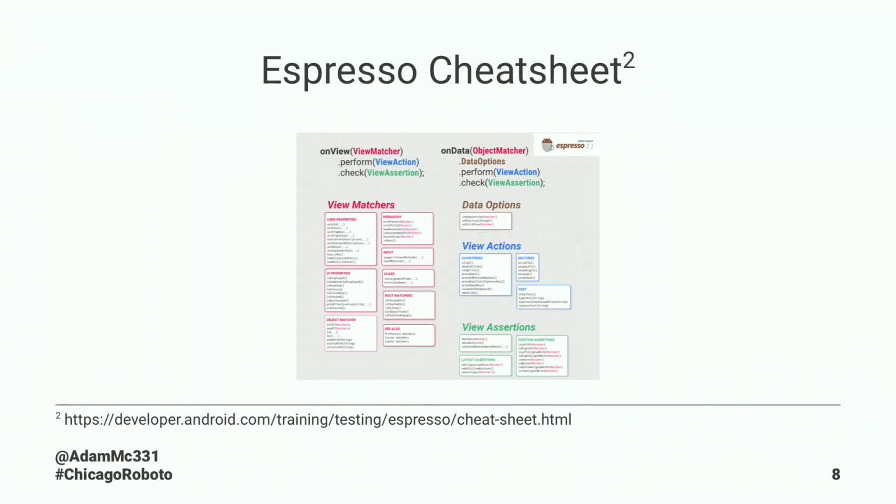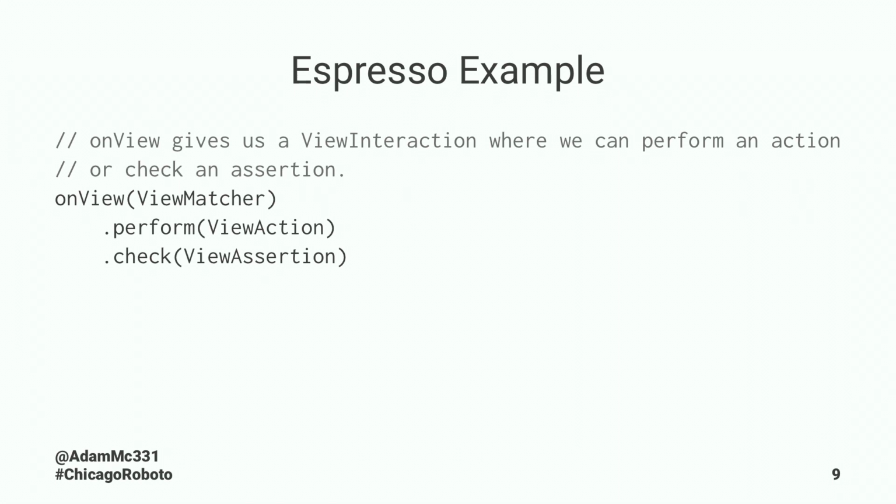So now that we have that information, let's look at a high-level example of what our Espresso code is going to look like. So the first thing we'll do is call onView with some ViewMatcher. And what that does is it uses the ViewMatcher to find something on the screen, and onView gives us a view interaction where we can then perform an action or check an assertion. And those methods are pretty much exactly as they sound.